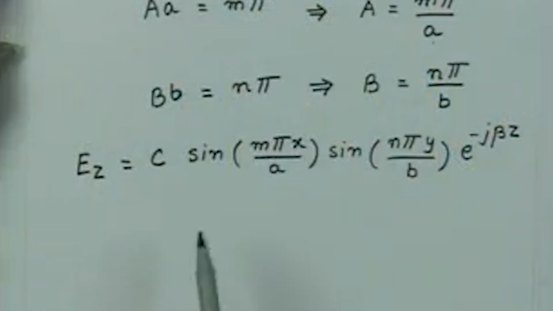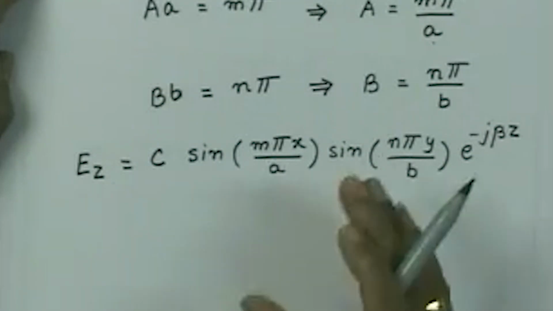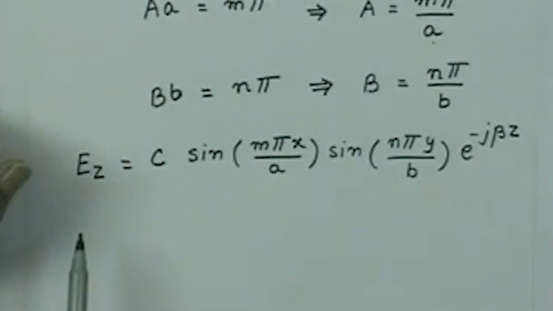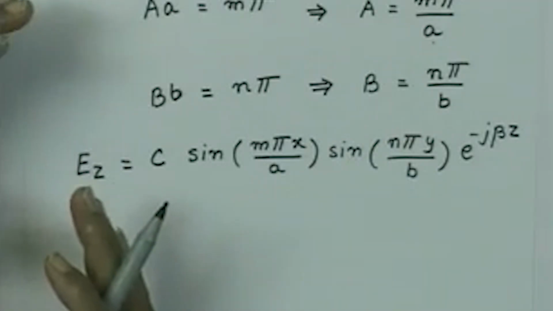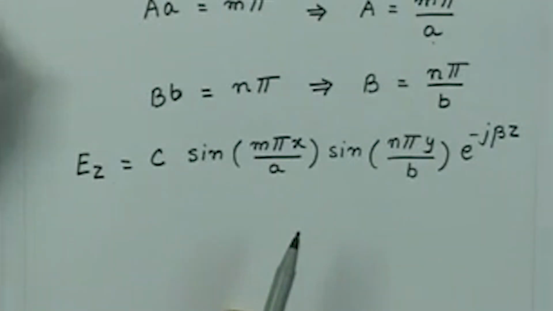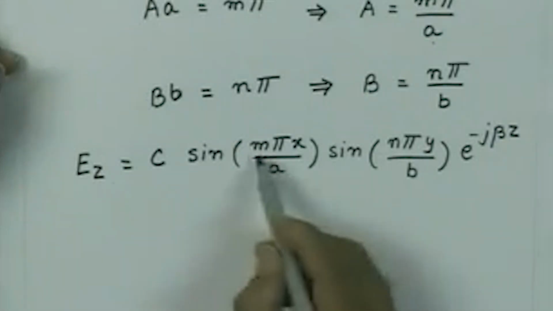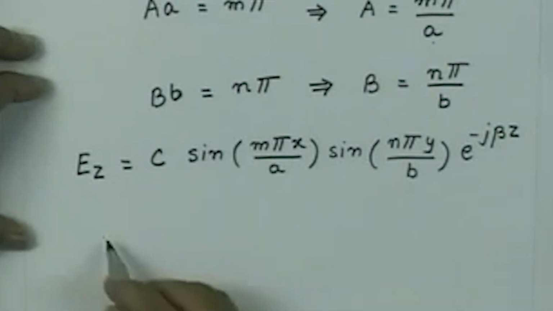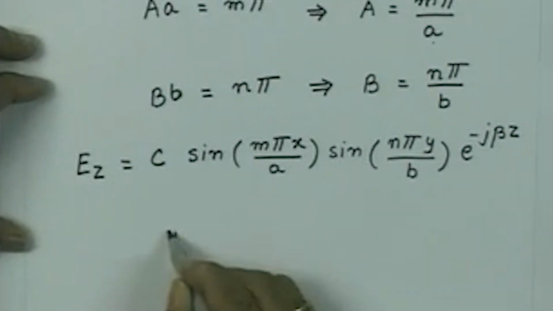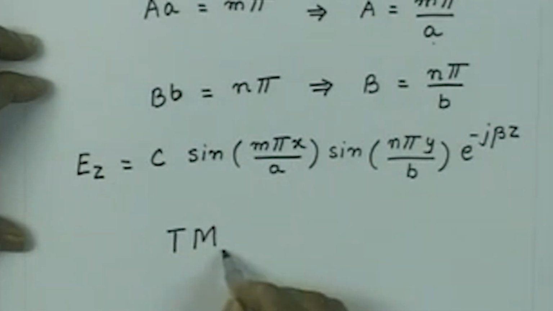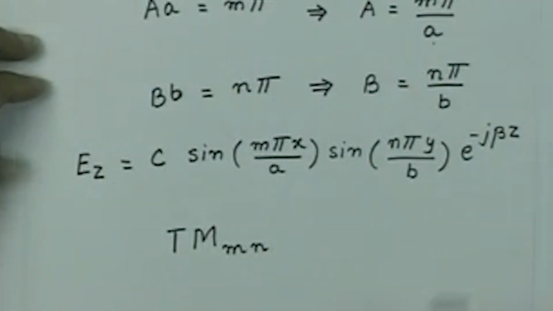So, now we have got a complete solution, and these two quantities m and n, which are integers, essentially represent the order of the mode, by the same token as we did for the parallel plane waveguide, where we had a transverse magnetic mode and we had put an index. Now we can put the indices, which are these two indices m and n. So, a transverse magnetic mode can now be designated by TM with these two indices m and n.